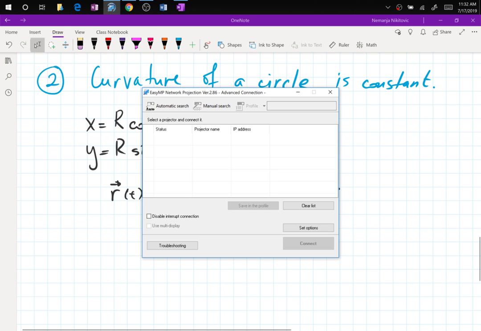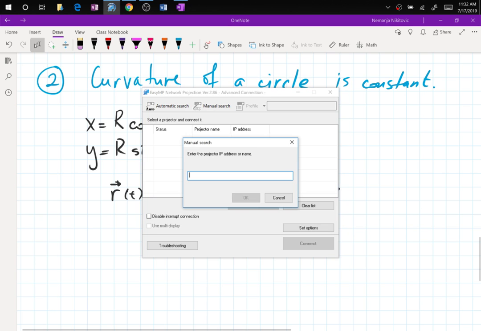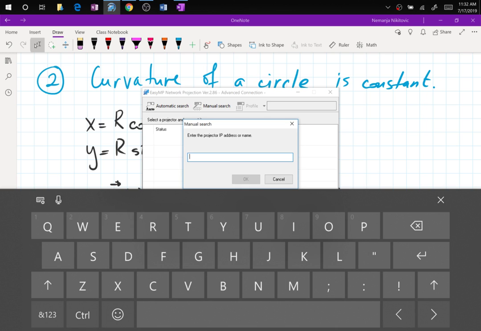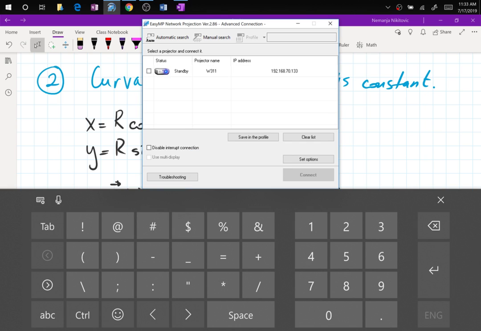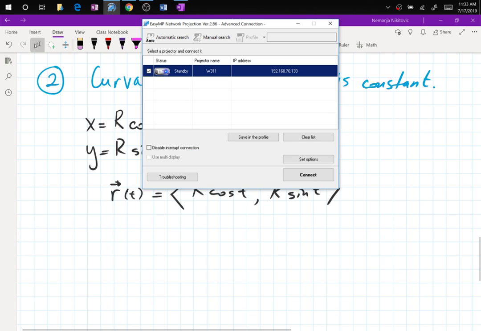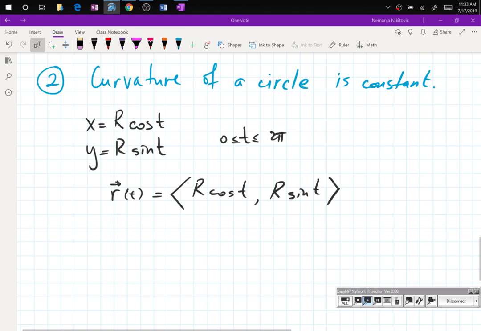Okay, so let's see if this thing works. Yes. And we are back.